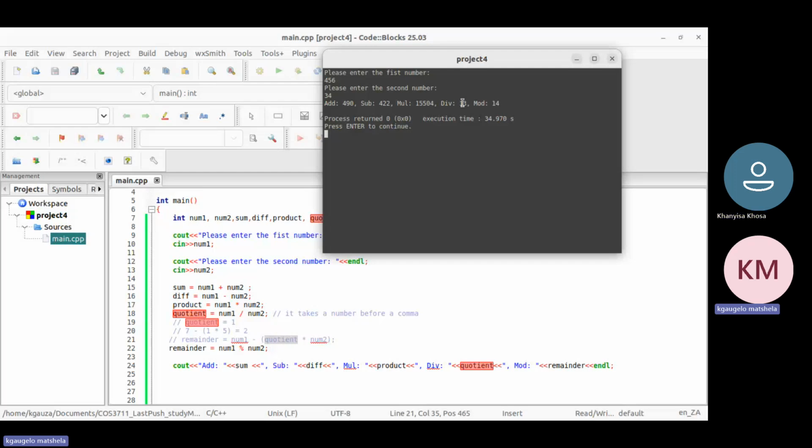The first thing about the remainder, you have to check how many times the number 34 goes inside 456. You have to know how many times. So knowing how many times, that's where you're going to use the quotient, right? Then it's going to give you 13 there. So now you know, okay, it means this 34 goes 13 times inside 456.